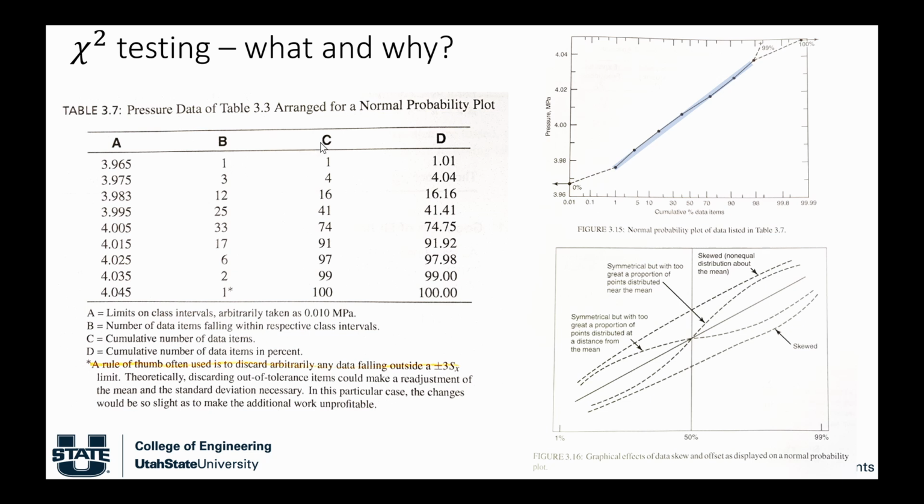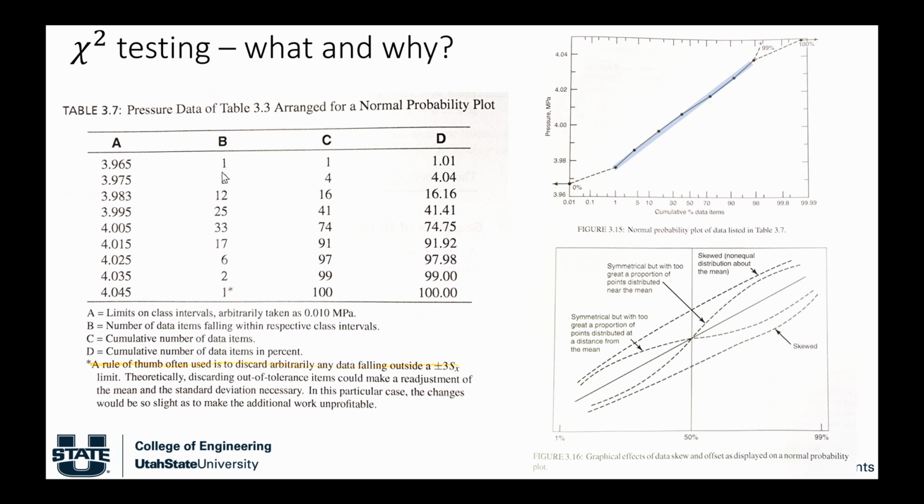All right, so the next column here is the cumulative number of data points. You can see 1 plus 3 is equal to 4. 4 plus 12 is 16. We're just adding up the number of data points. At the end here, we have 100 data points in this set of data. But you can see that we had more occurrences here at the 4.005 megapascal range than we did at the 3.965. Essentially what we're trying to do here is see, is this close to a Gaussian distribution?